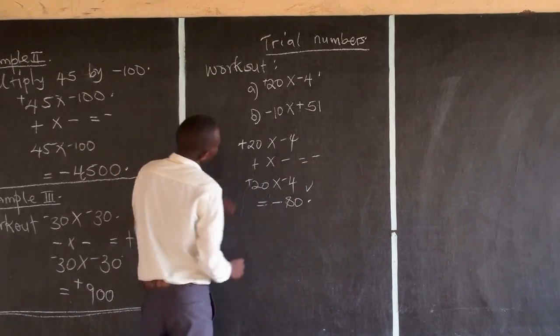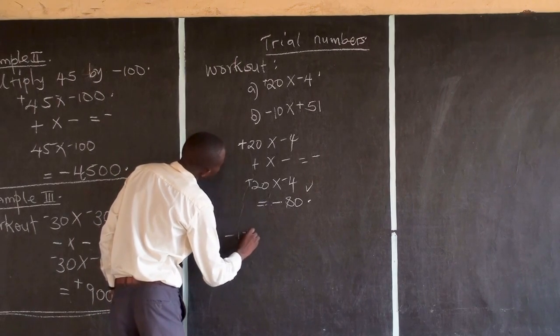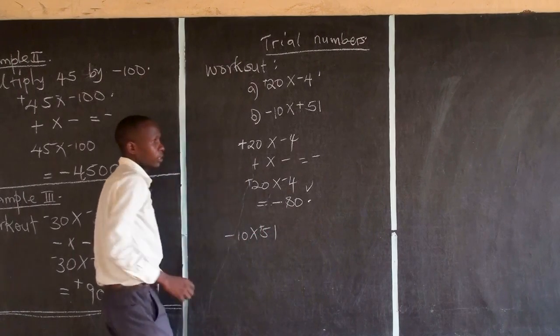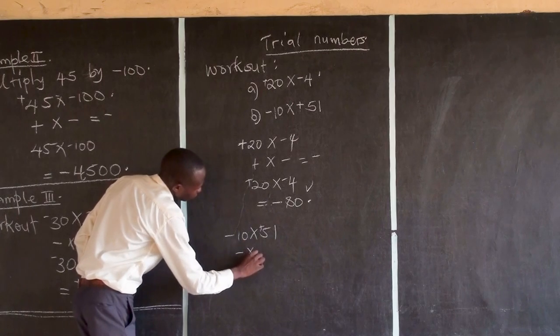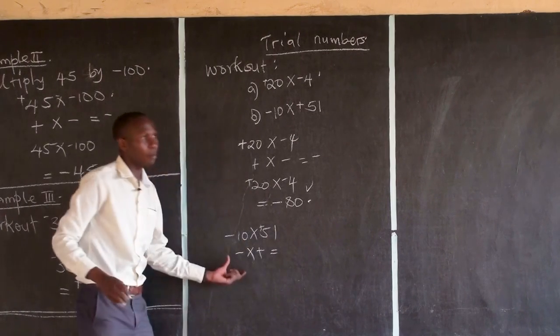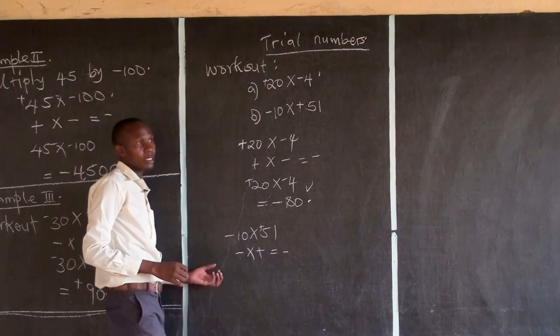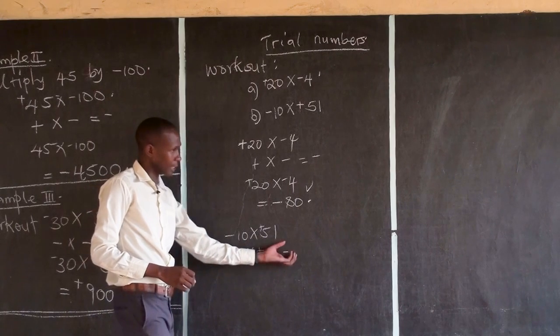That was A. Number B, they said we have negative 10 times positive 51. What are we supposed to consider? Let's first of all consider the negative times a positive. What will be the outcome of a negative times a positive? A negative. If we have a negative times a positive, it is a negative.